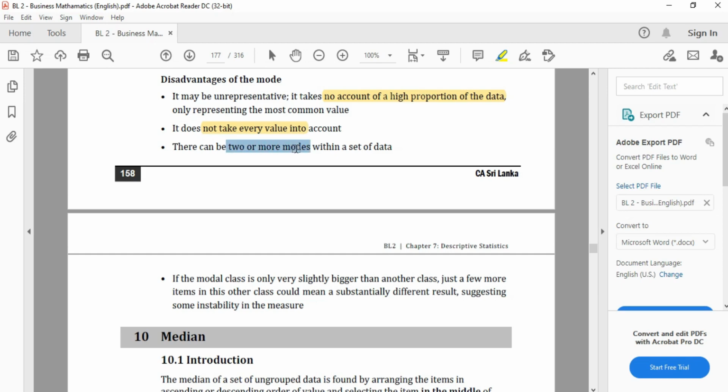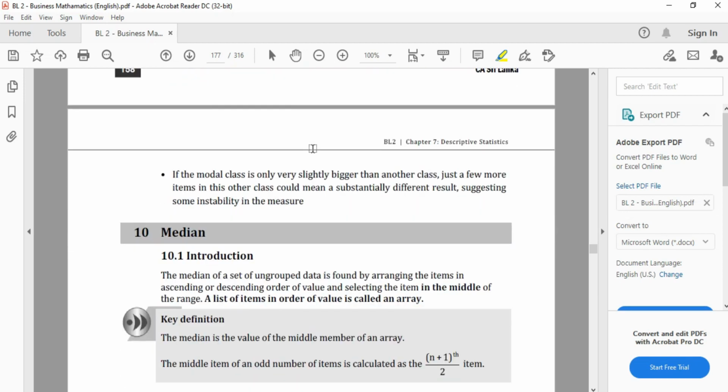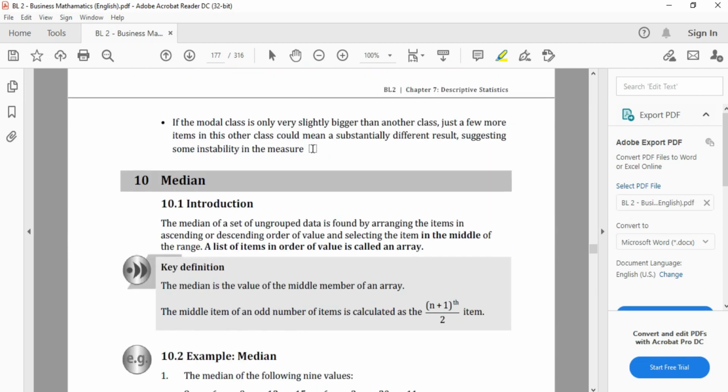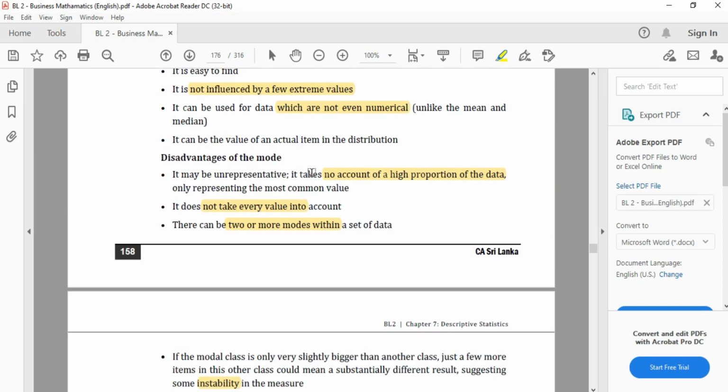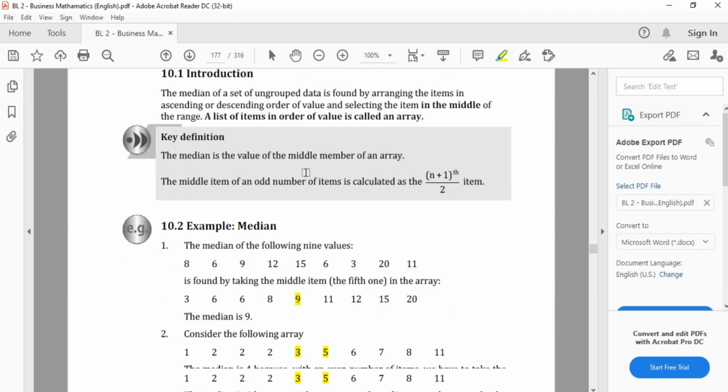There can be two or more modes, we can't say. And sometimes there could be some instabilities. So those things, just remember the keywords so that in the MCQ, when they ask the keywords, once you remember them, it will be easy for you to tick the right answer.